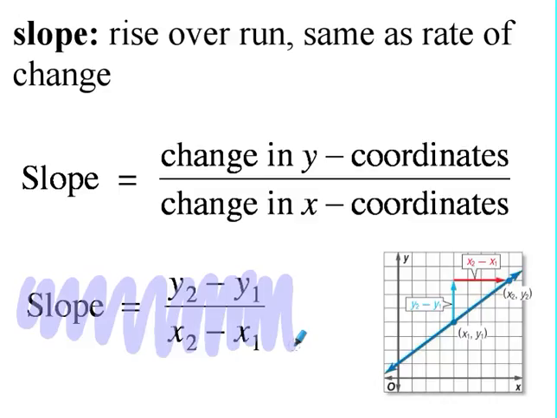Okay? Because that's pretty much the standard formula for slope: y2 minus y1 over x2 minus x1. So we're going to look at a few examples of this, and that'll be it for today.